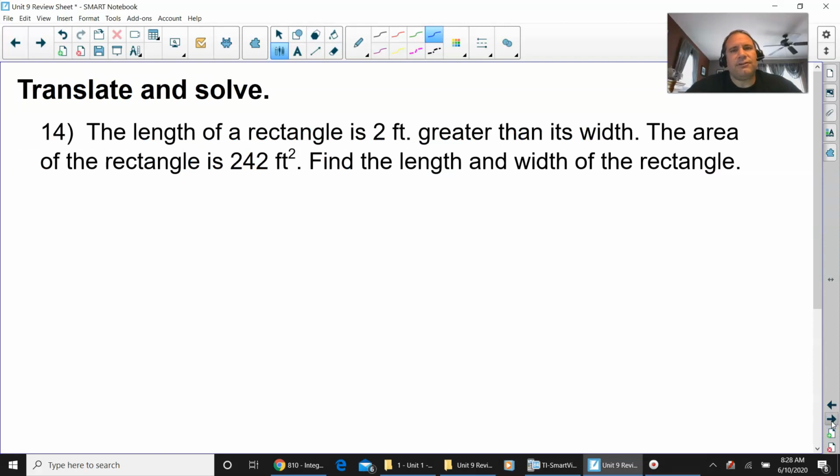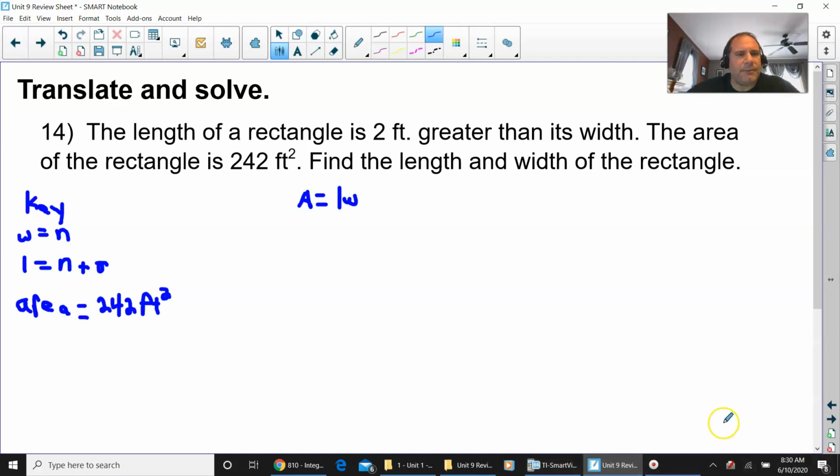Go ahead, see if you could translate number 14 first, translate it, and we're going to press pause now and then press play after the translation, just to make sure that you have that correct translation before you start and do all the work. Press pause now.